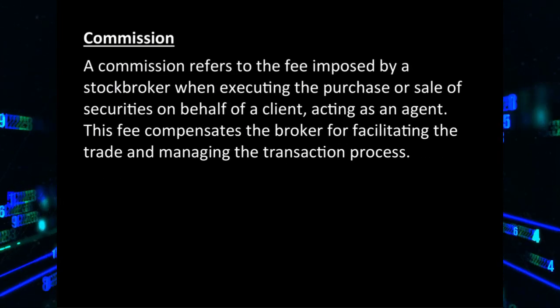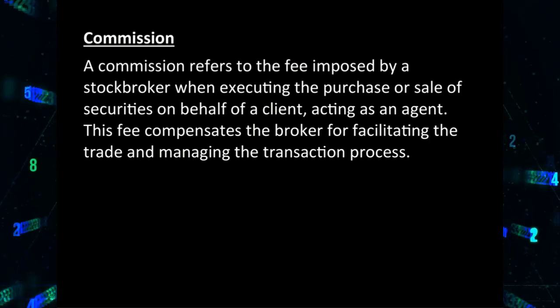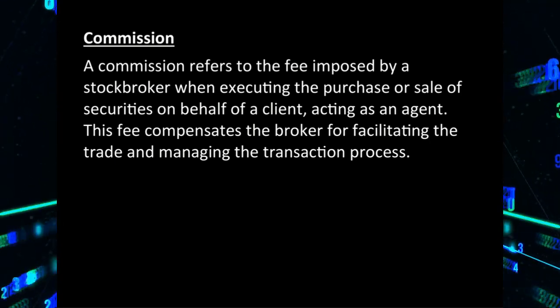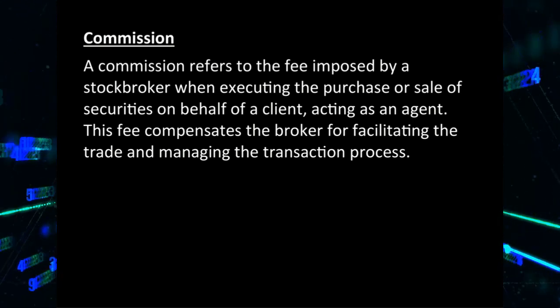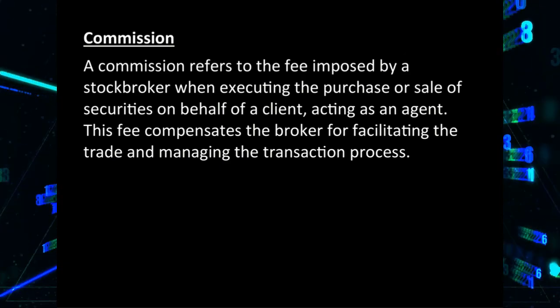Commission. A commission refers to the fee imposed by a stockbroker when executing the purchase or sale of securities on behalf of a client, acting as an agent. This fee compensates the broker for facilitating the trade and managing the transaction process.